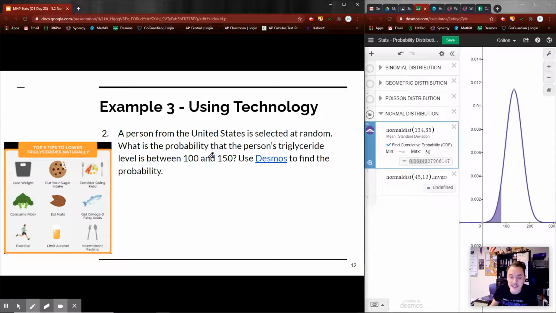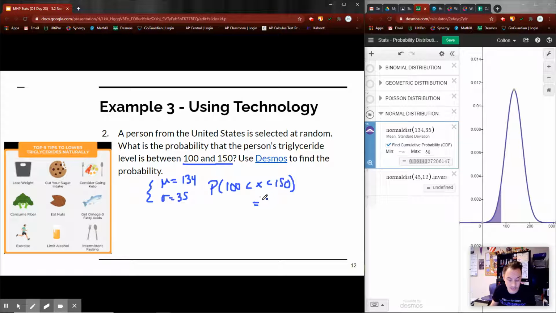Okay, so a person from the United States is selected at random. What is the probability that the person's triglyceride level, using the exact same thing from example 3.1, is between 100 and 150? So I'm going to use the exact same information. 134. My standard deviation is 35. Now what I want to find is x being between. Let me erase this. I want to find the probability of x being between 100 and 150.